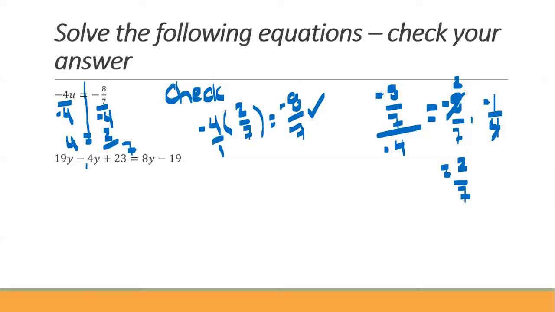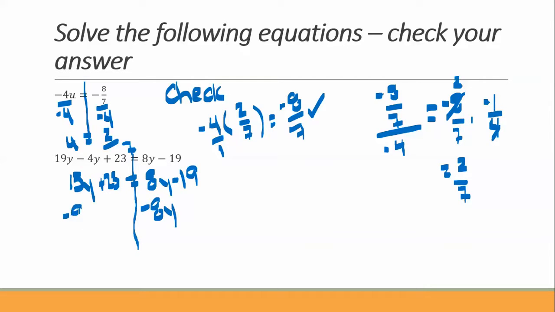Now we have 19y minus 4y plus 23 equals 8y minus 19. Let's draw our line again. So 19y minus 4y, that's on the same side. We're not crossing over, so let's simplify that expression first. So that becomes 15y plus 23 equals 8y minus 19. Now we want all the y's on one side and everything else on the other. So let's subtract 8y from both sides because we crossed the line.